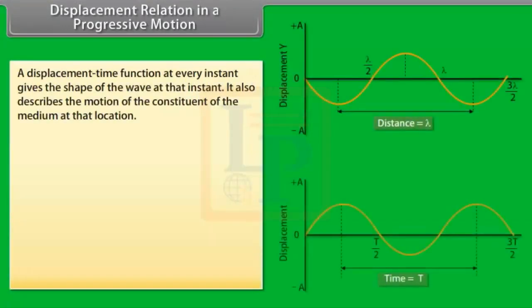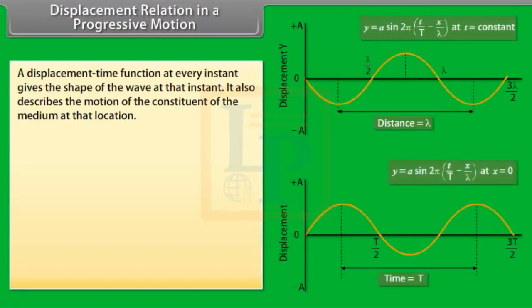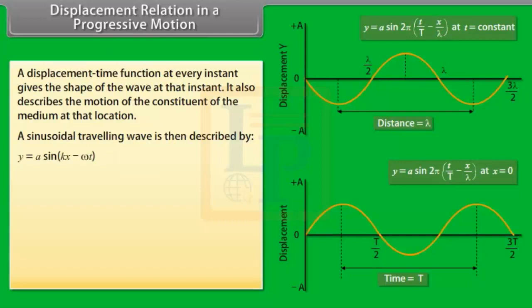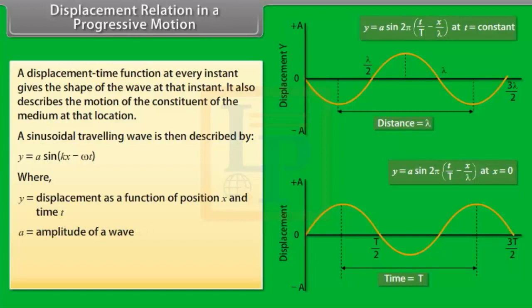Displacement relation in a progressive motion. A displacement time function at every instant gives the shape of the wave at that instant. It also describes the motion of the constituent of the medium at that location. A sinusoidal traveling wave is then described by y = A sin(kx − ωt), where y is the displacement as a function of position x and time t, A is the amplitude of the wave, ω is the angular frequency of the wave, and k is the angular wave number.